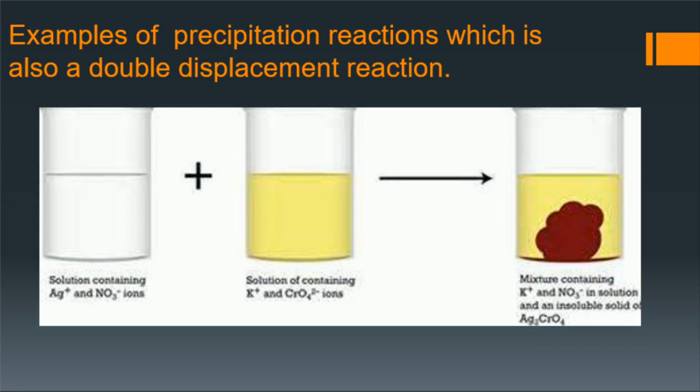Precipitation reactions occur when 2 solutions are combined together and an insoluble product is formed. Examples of precipitation reactions include the reaction between silver nitrate and sodium chloride to form solid silver chloride and sodium nitrate. We will also examine the reaction between calcium chloride and potassium phosphate to form solid calcium phosphate and potassium chloride. Understanding these reactions is important for a comprehensive understanding of double displacement reactions.